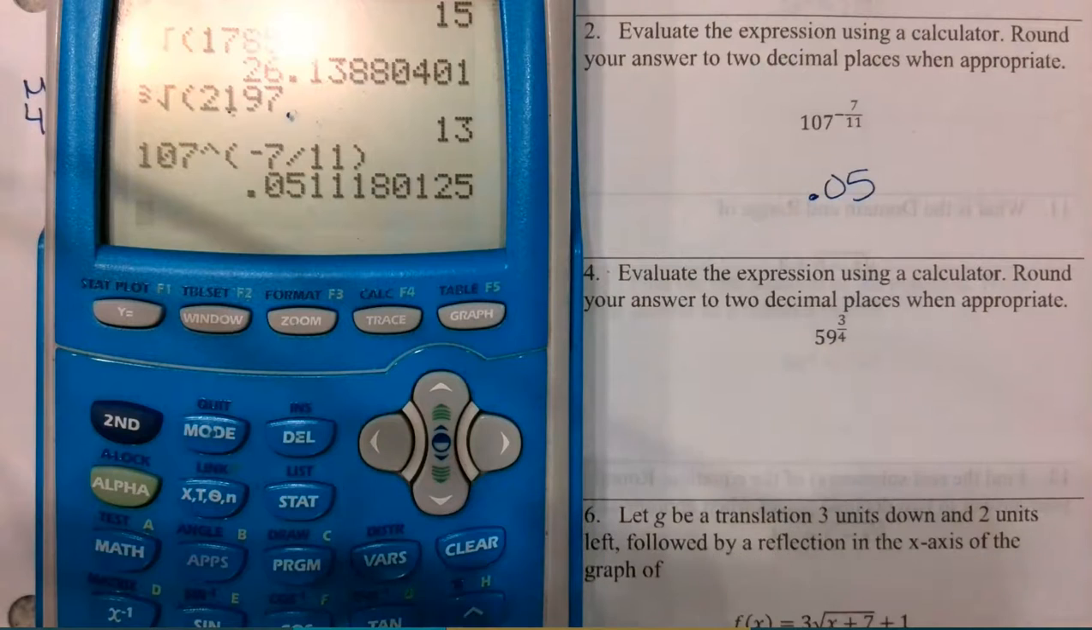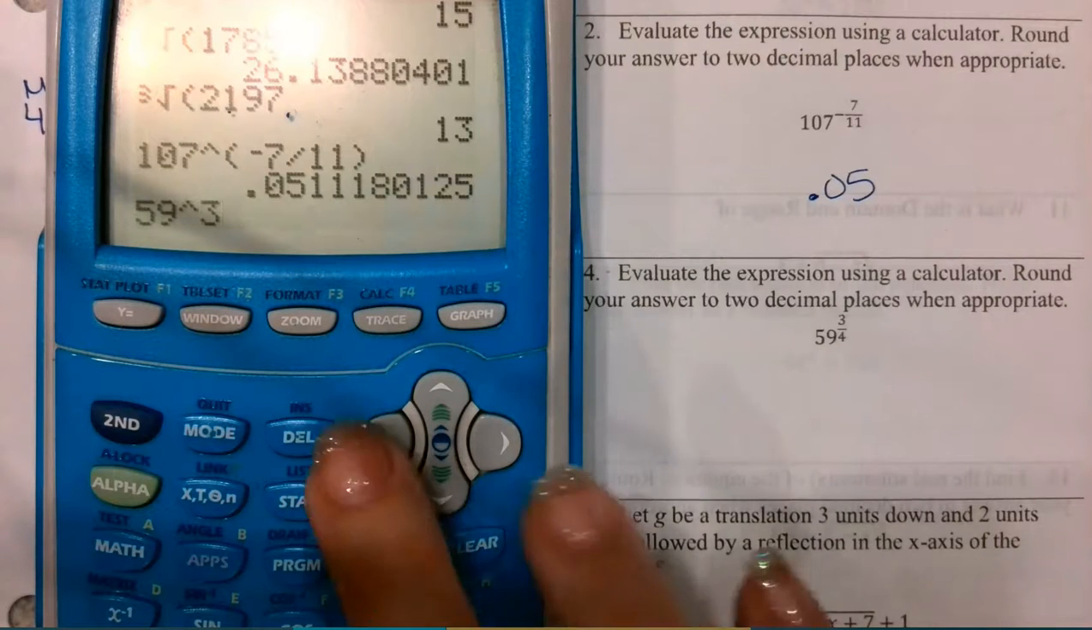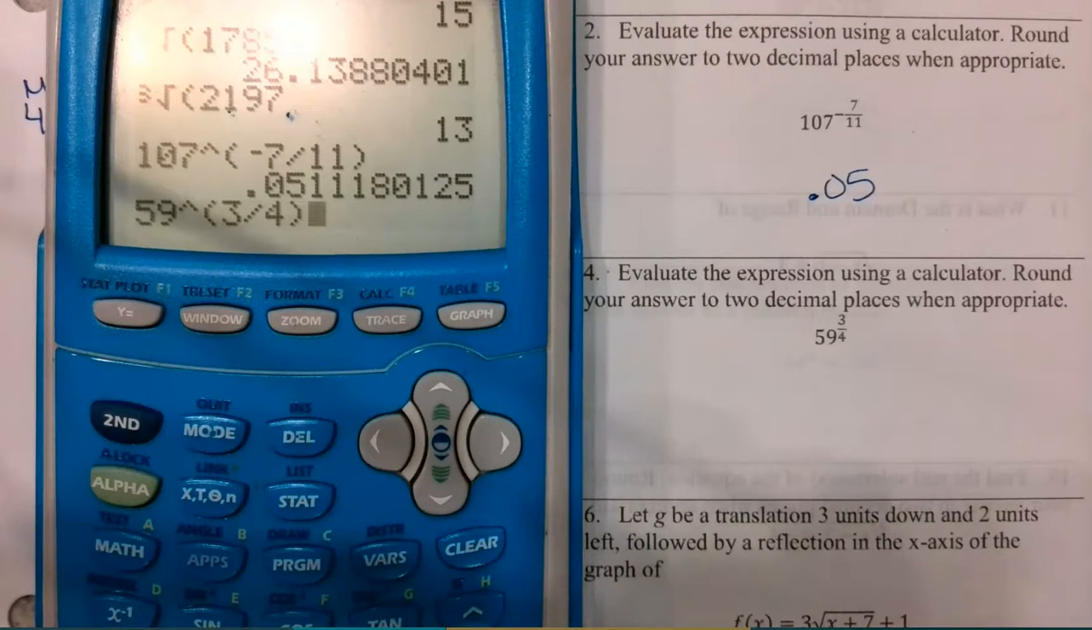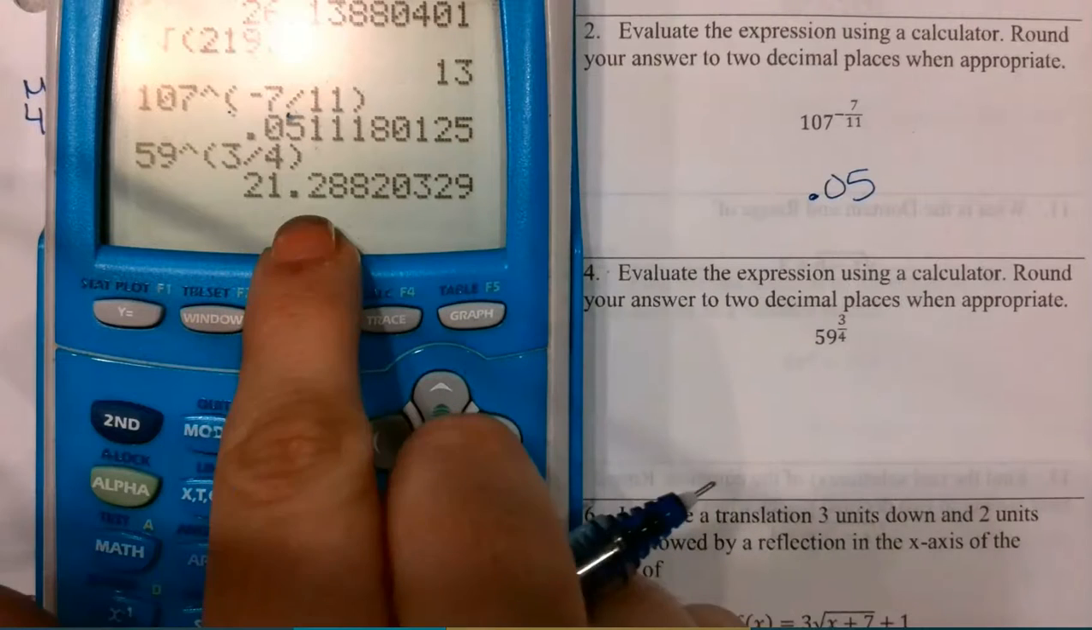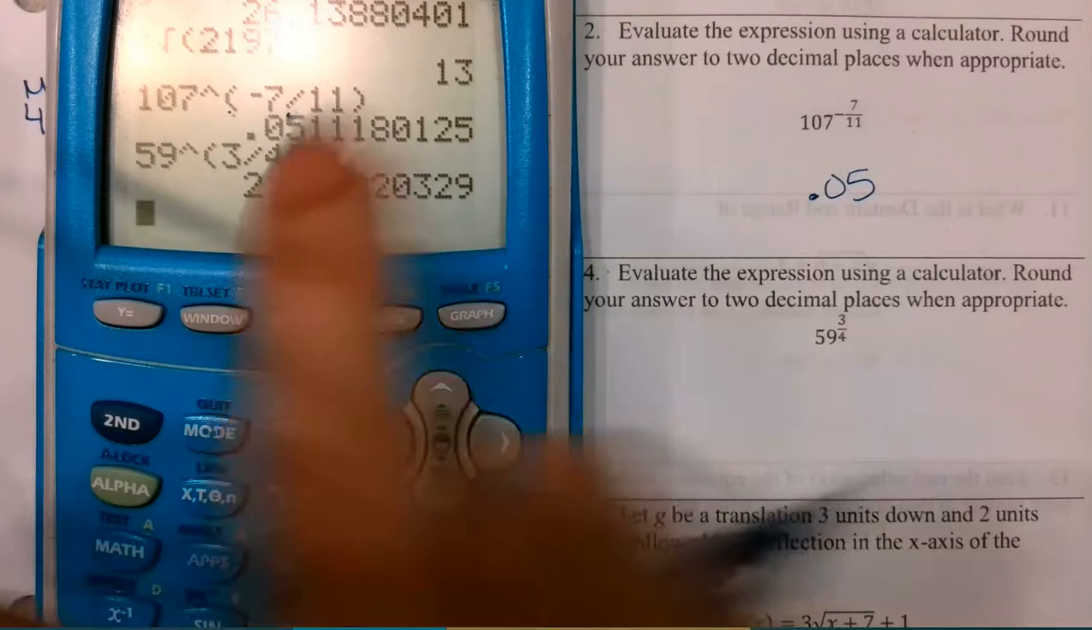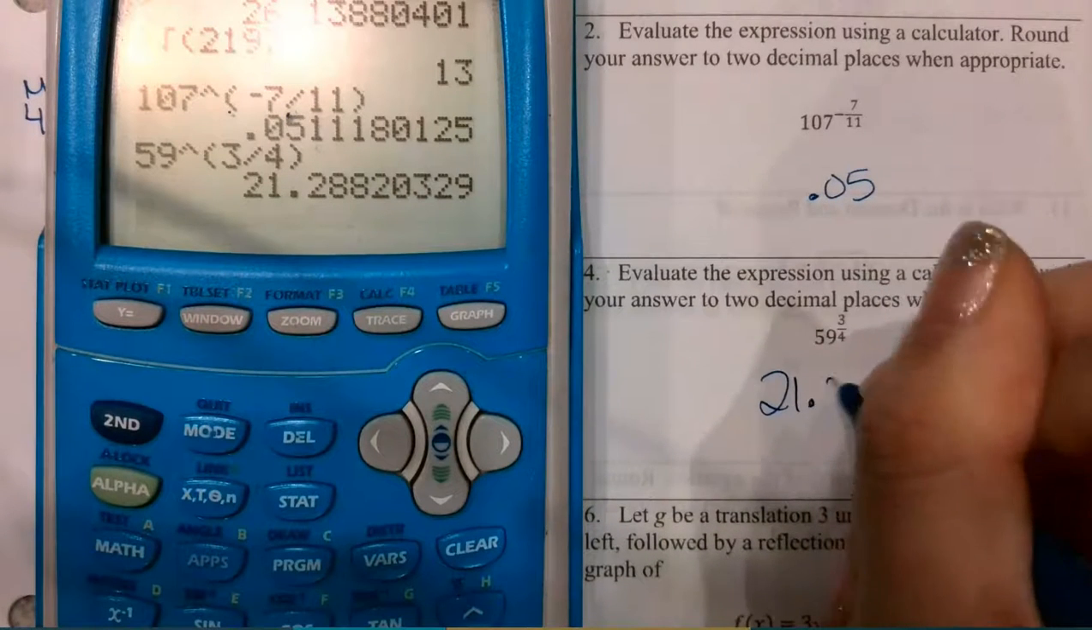Same thing with number 4. I'm going to do 59 to the, in parentheses, 3/4. Hit enter. 2 decimal places would turn that first 8 into a 9, so I have 21.29.